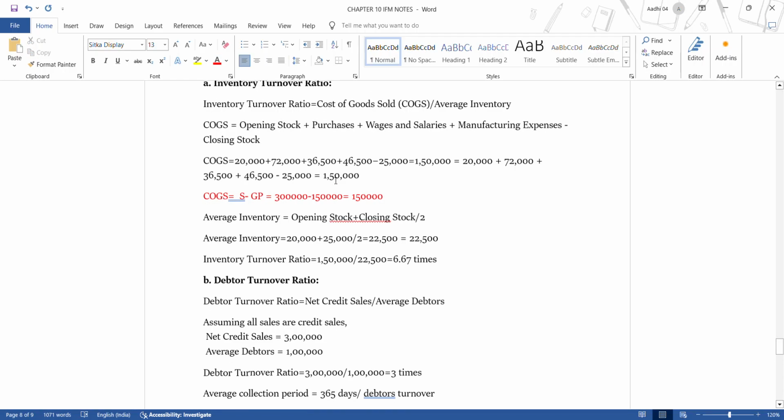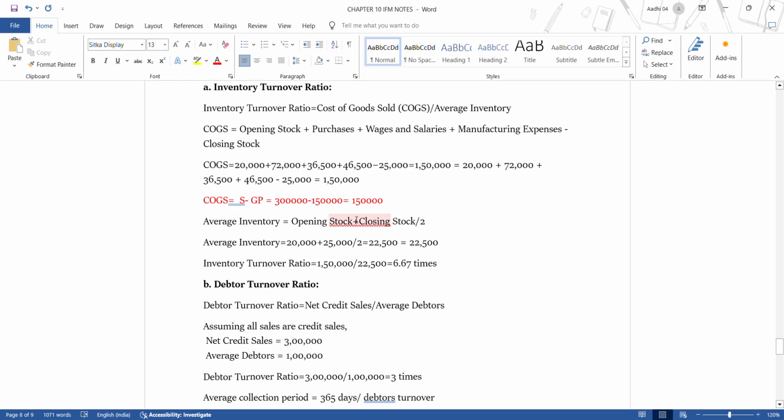Now what is average inventory? It is the simple average of opening and closing stock. So what is opening stock according to the question? 20,000. Closing stock is 25,000. Add it: 20 plus 25 is 45,000. 45,000 divided by 2 is 22,500.